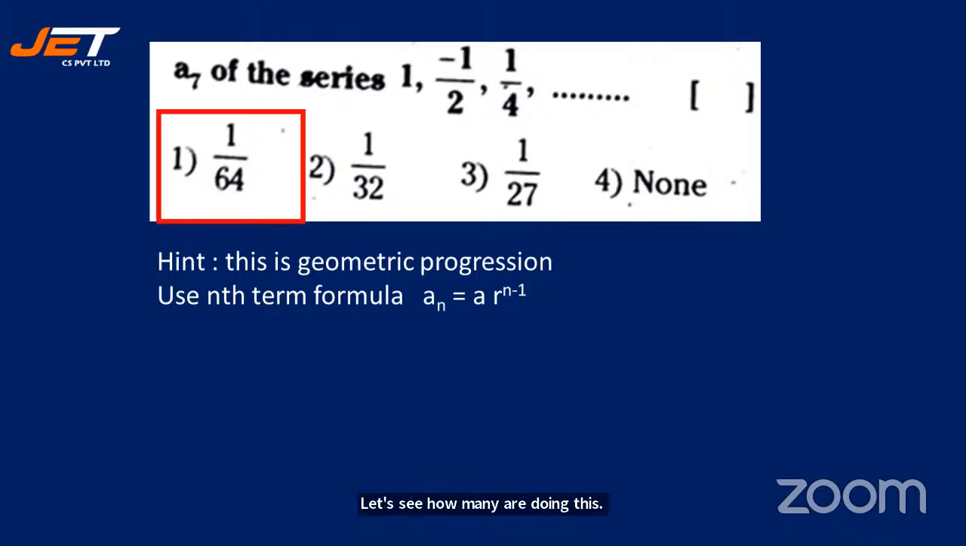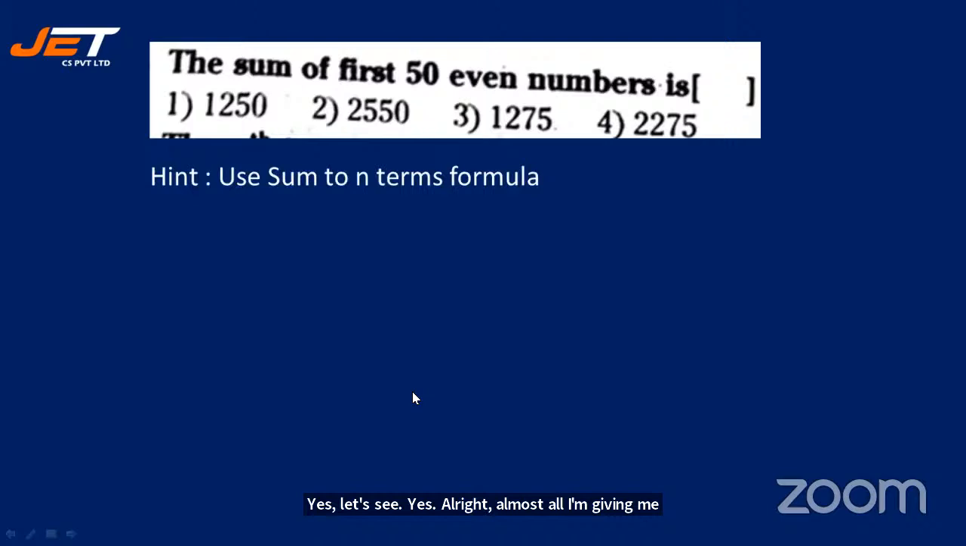I'm giving you time. Let's see how many are getting option 1 as the right answer. Yes. Let's see. Yes. All right. Almost all are giving me option 1 only as the right answer. Perfect, students. Yes. With this, we are moving on to the next question.